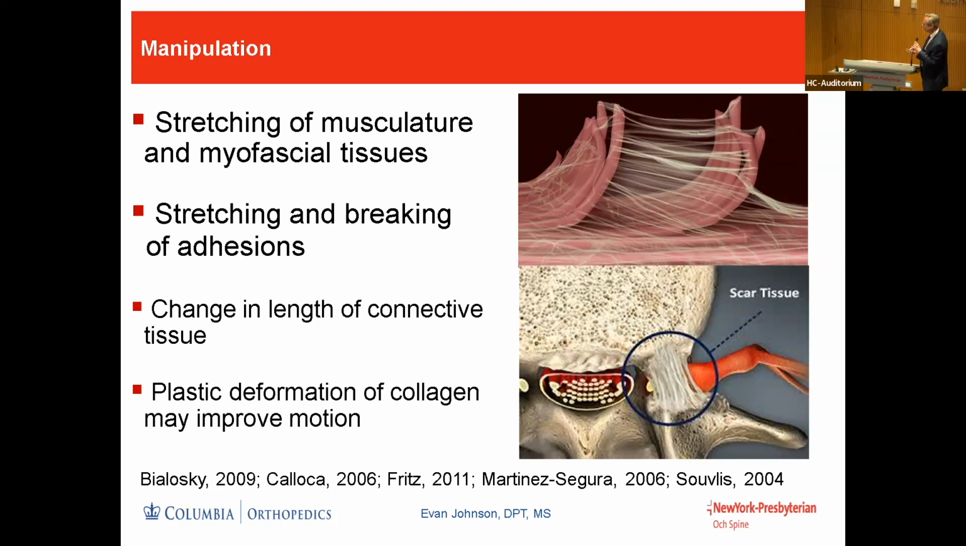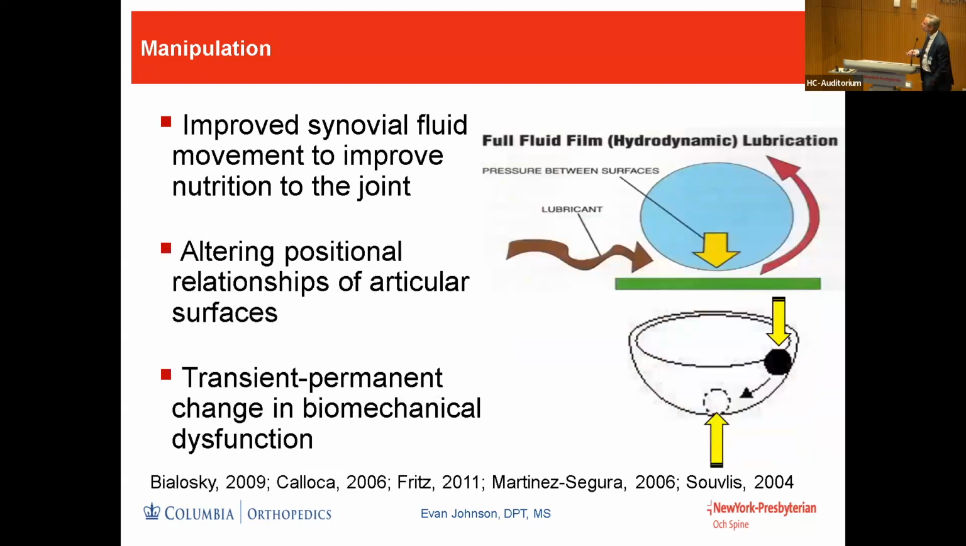Change in length of connective tissue, plastic deformation of collagen may improve motion. And Bialowski has done some good work in this regard. Some of you may have seen it. It's published a lot in JOSPT and some other journals. There's some good work out there now. A lot of it's speculative, honestly, rather than actually controlled studies, but they're hard to do, to be fair.